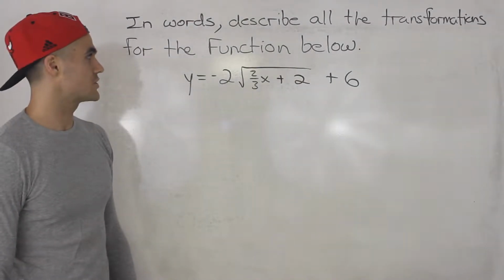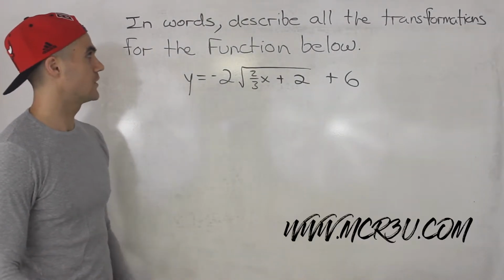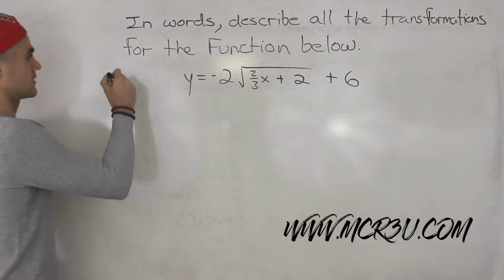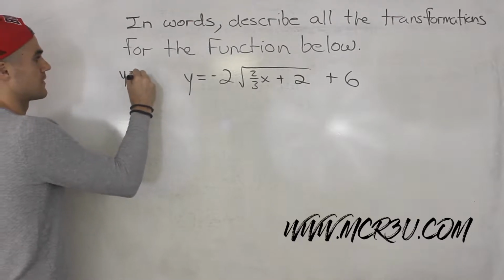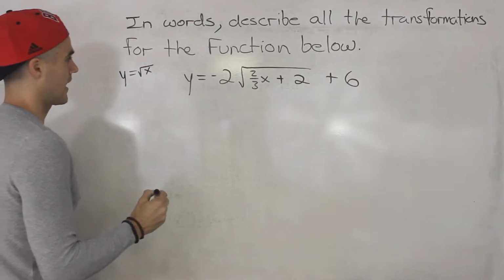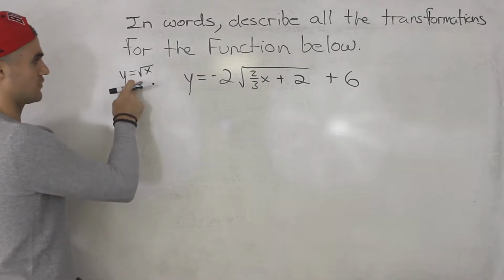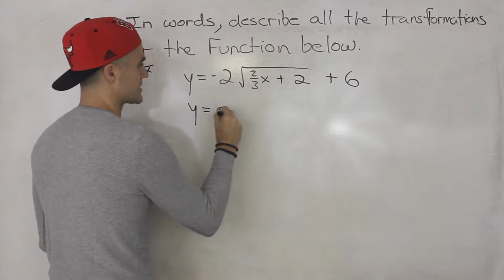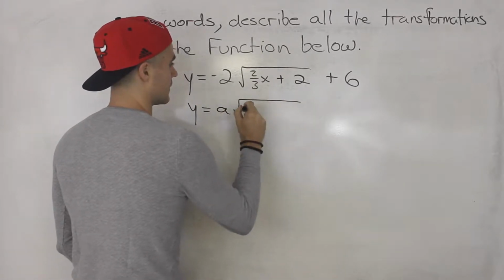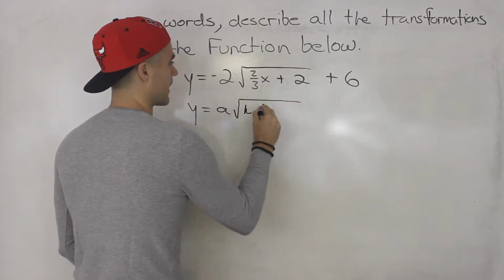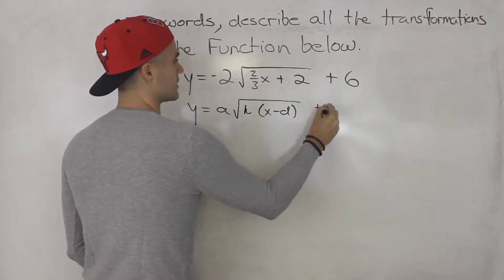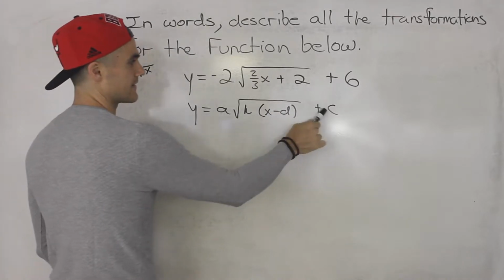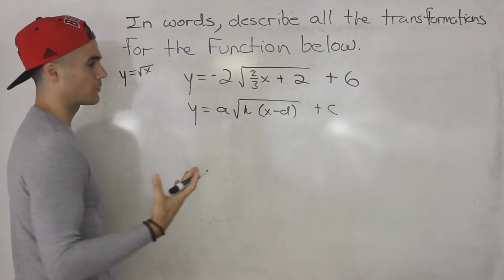Moving on to the next question. We have this function here, and we have to describe all of the transformations. So notice here, the parent function is root x. And in general, when you transform the function root x, the form it's going to take is a square root of k bracket x minus d plus c. So we have to get the a, k, d, and c values, and then we can describe what the transformations are.